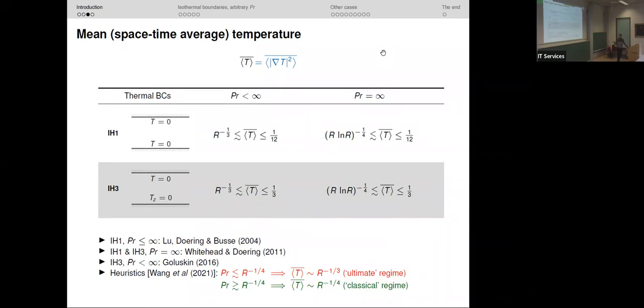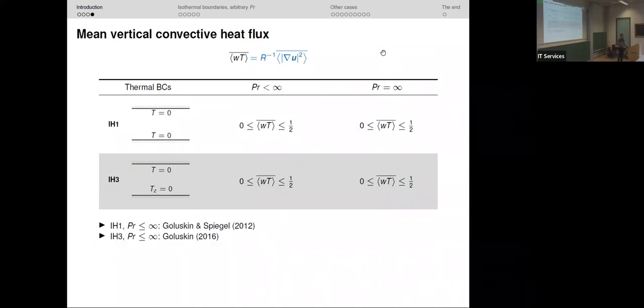We believe we understand what's going on, and so there doesn't seem to be much room for improvement. But this is only one quantity that we could look at in this flow. There is a different quantity, and that's the mean vertical heat transport. In this talk, W is the vertical component of the velocity, and T, of course, is the temperature.